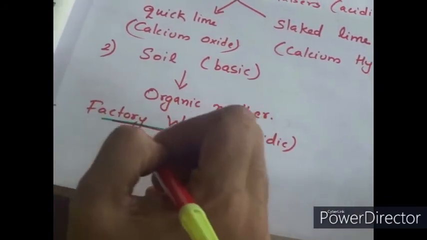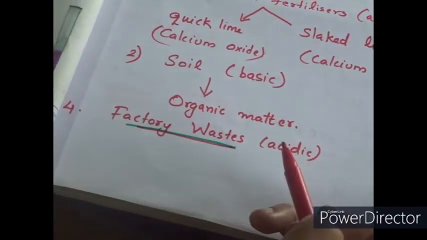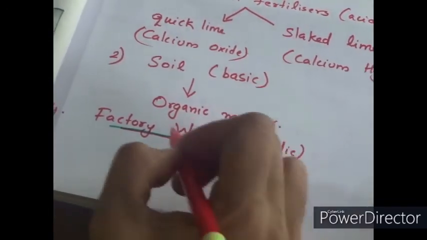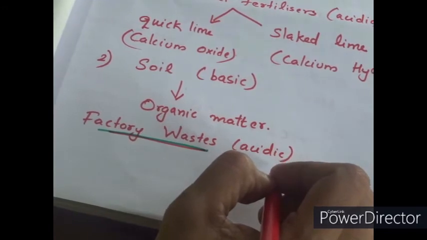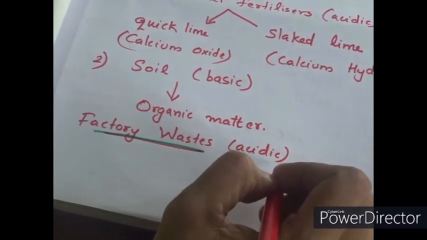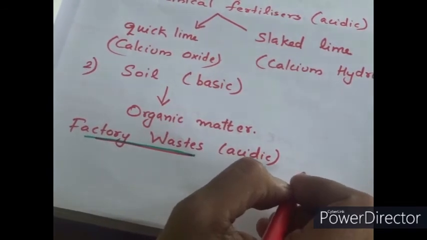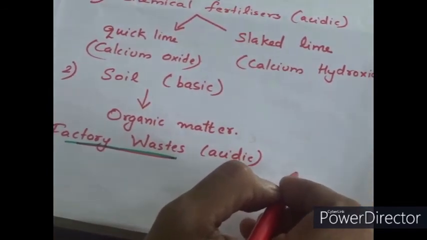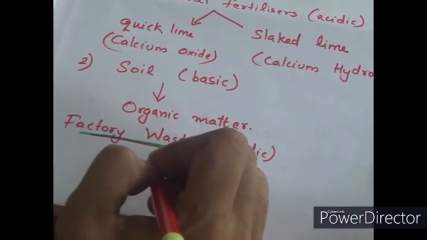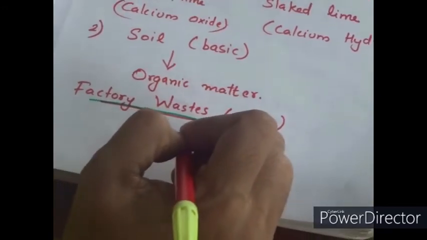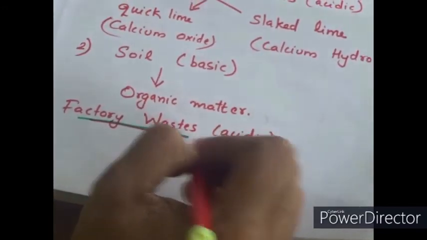Fourth case is factory waste. Factory waste contains acidic substances, which when released into rivers can kill the organisms living in it. So in order to neutralize the excess acid present in the factory waste, it is treated with basic substances.